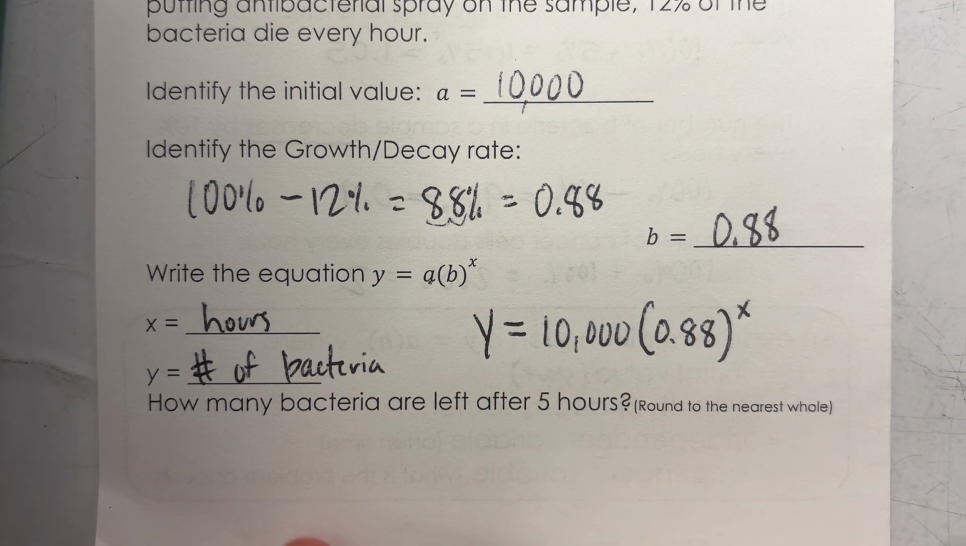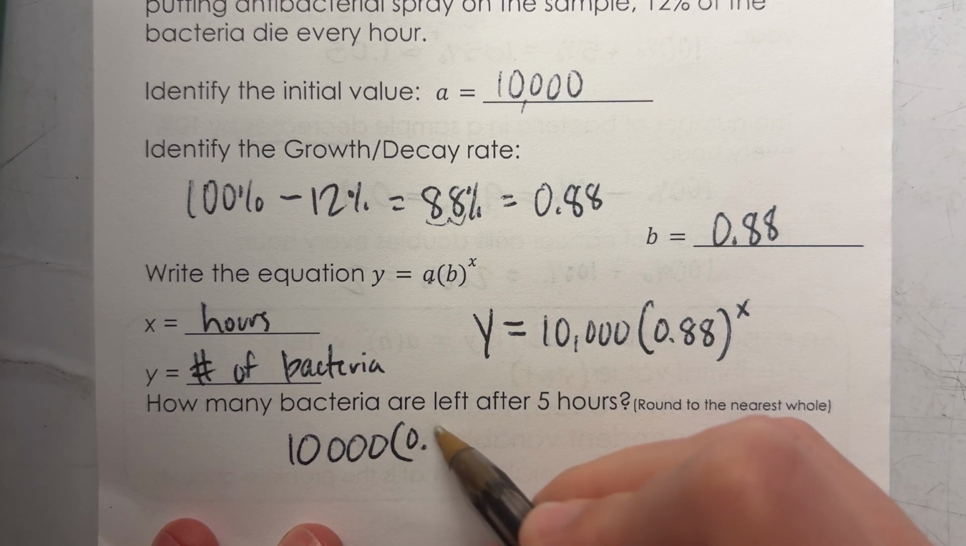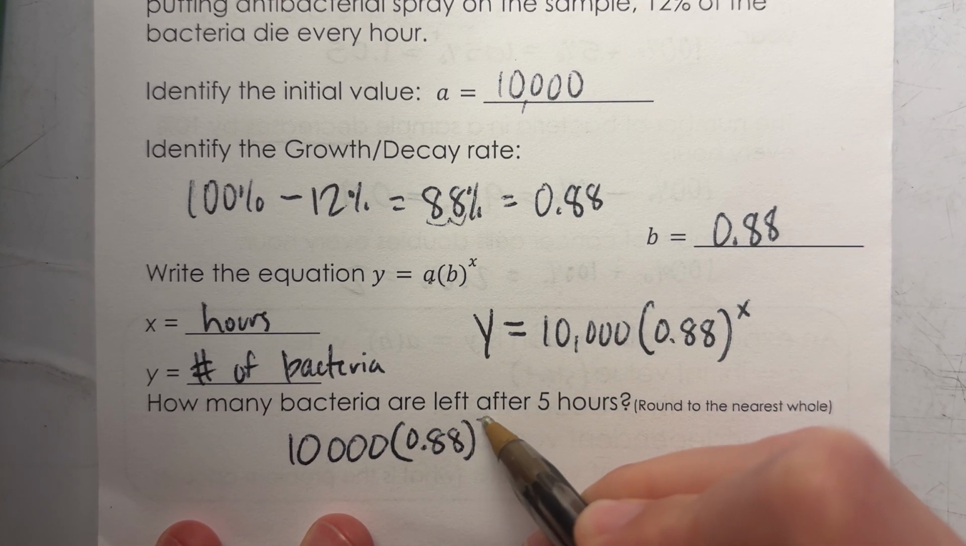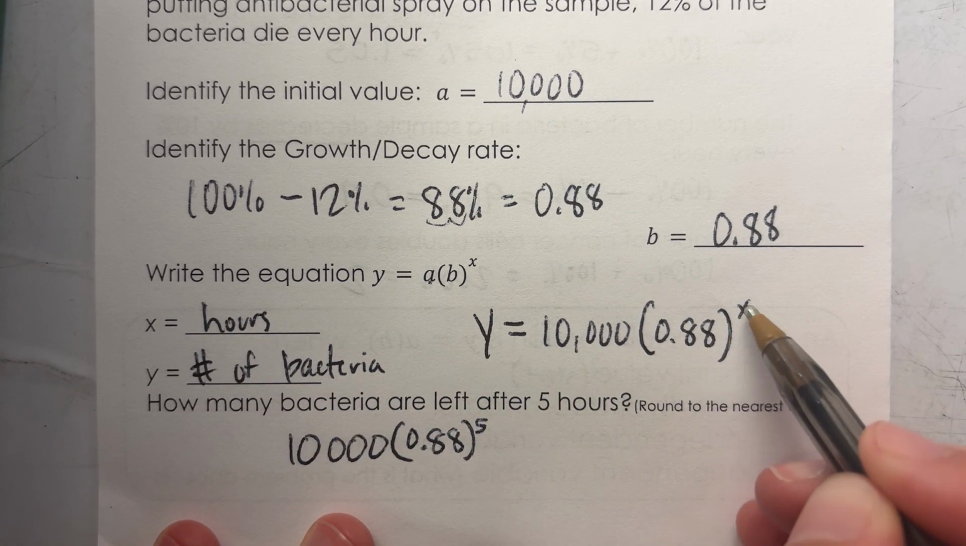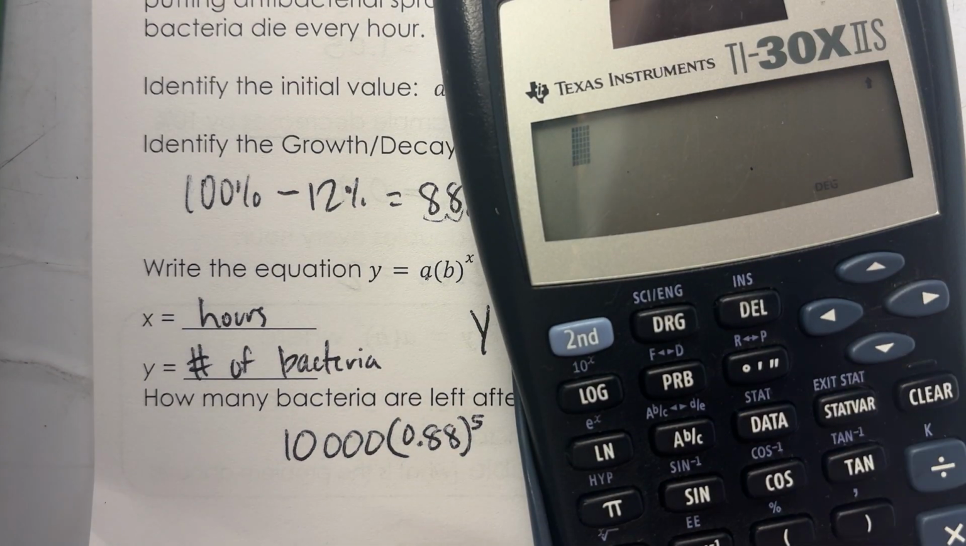If I want to know how many bacteria are left after 5 hours, I'm going to put in my calculator 10,000 times 0.88 to the power of 5, right? X is hours. Look, I'm replacing the x with the 5. Now it says round to the nearest whole, right? A bacteria is a living thing, so you can't have part of a bacteria. You can have 1 or 2 or 3 bacteria, but you can't have 0.5 bacteria.